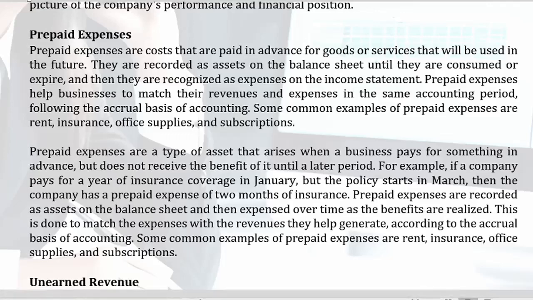Prepaid expenses are a type of asset that arises when a business pays for something in advance, but does not receive the benefit of it until a later period. For example, if a company pays for a year of insurance coverage in January, but the policy starts in March, then the company has a prepaid expense of 2 months of insurance. Prepaid expenses are recorded as assets on the balance sheet and then expensed over time as the benefits are realized. This is done to match the expenses with the revenues they help generate, according to the accrual basis of accounting.